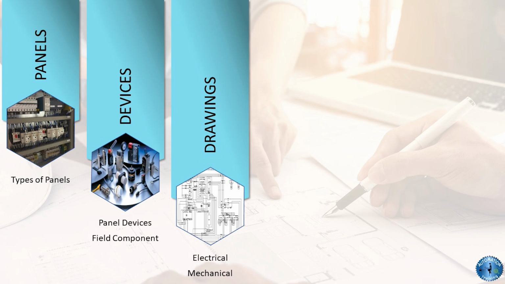In the wiring diagram, the connections are shown for each and every component placed in the panel and field. While drawing, there are some standards that need to be followed, which will be described in the drawing topic. Also, the drawings are split into two parts. One is mechanical and the other is electrical drawings.